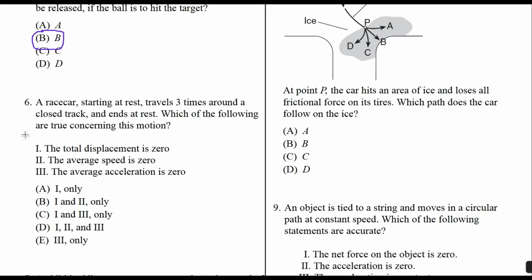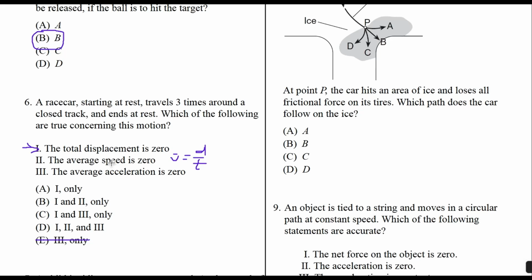That means we know that our total displacement is 0 because we're starting and ending at the same spot. So all the ones that say that one has to be correct. Now, the next question says the average speed is 0. Because they're specifying average speed, this is not going to be true. The reason for this is that average speed is distance divided by time. So because the car is traveling a distance in this certain amount of time, it does have an average speed. The average speed is not 0.